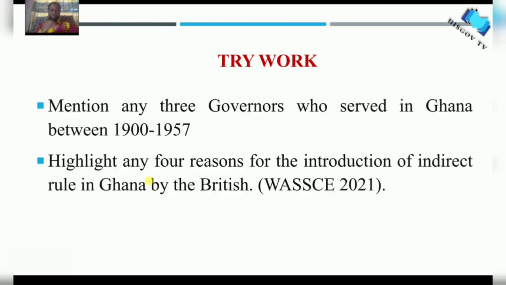Good. So this is a try work for you. You can try your hands on this. It says: mention the three governors who served in Ghana between 1900 and 1957, and also highlight the four reasons for the introduction of indirect rule in Ghana by the British. And this is a WASSCE question that came, I think, last year, 2021.